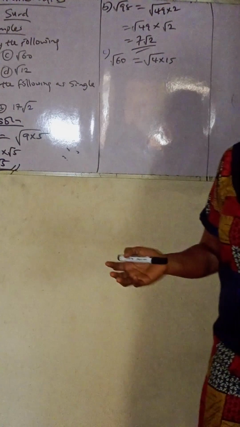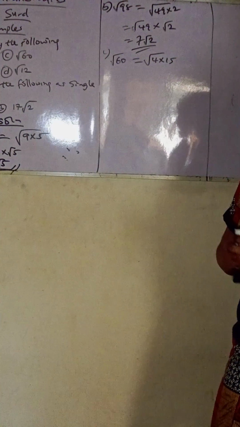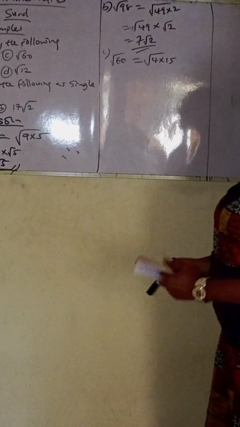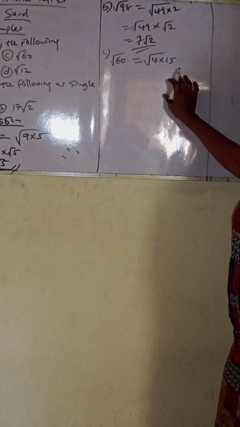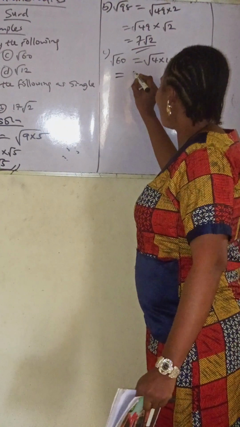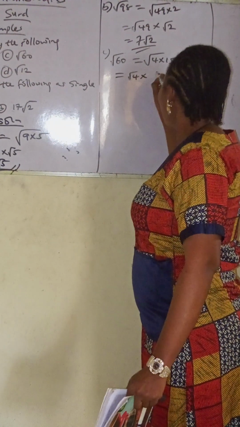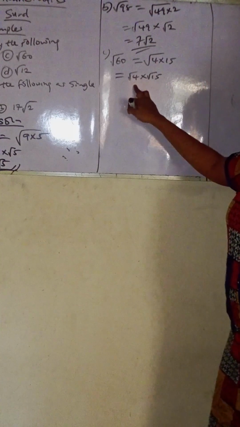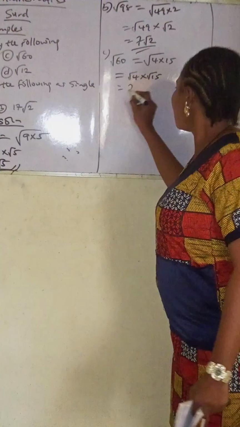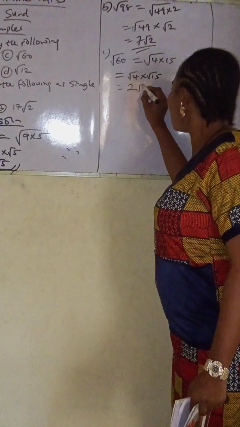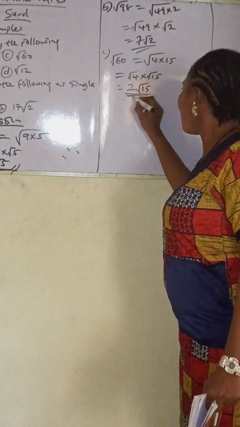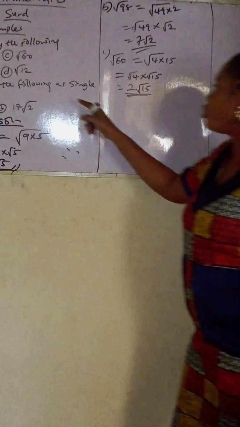30 times 2 will give us 60, but we cannot use that one because 30 does not have a square root. So what we are going for is what? 4 times 15. Now when you have done this, we are going to split each of them into their various surds. We are going to have this as surd 4 times surd 15. The square root of 4 will give us what? 2. Then bring your surd 15 closer to it. So we have this as 2 surd 15. So this becomes our answer.